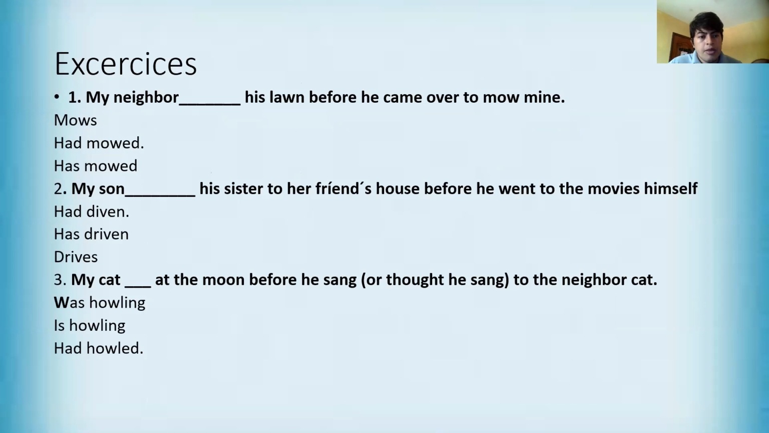The first one: my neighbor his lawn before he came over to mow mine. What do you think is correct? Has moved? No. Have moved? Okay, very good. The second sentence: my son his sister to her friend's house before he went to the movies himself.